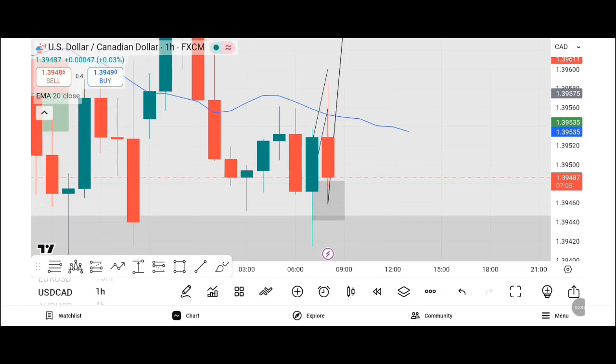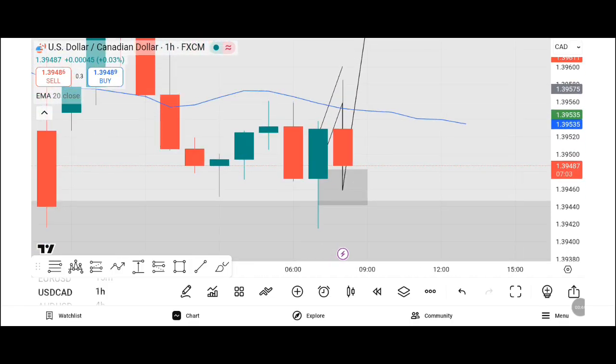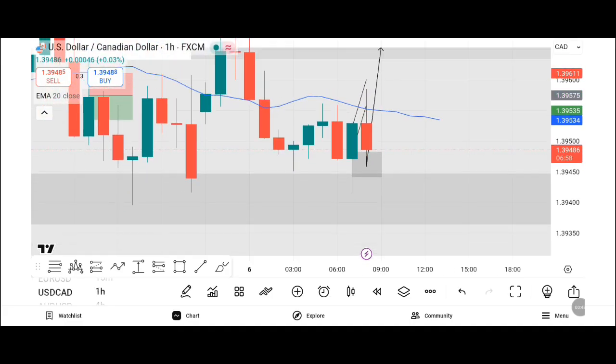So you can see right here, this is my USDCAD. We have been pushing to the downside since all these days. Around some hours ago, you can see we ended on a gray candle right here. And actually this is a demand zone. From the 1 hour time frame, we have a demand zone, and all we are looking for now is our opportunity to buy.